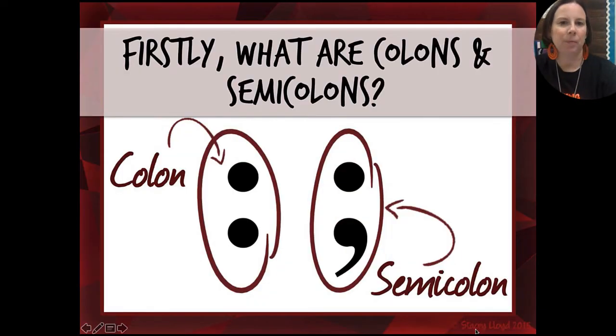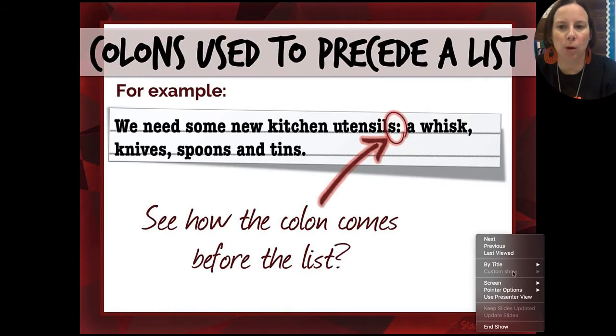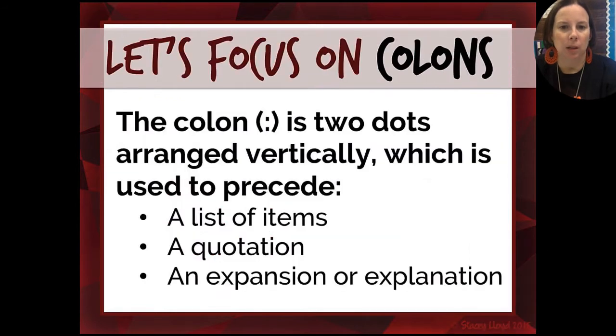Okay, gotta know the difference here. A colon is the 2 dots on top of each other, and a semicolon has a dot with the comma underneath. Okay, we're gonna start with colons. Hit the button too fast. Okay, so a colon is 2 dots arranged vertically, which is used to precede a list of items, a quotation, or an expansion or explanation.